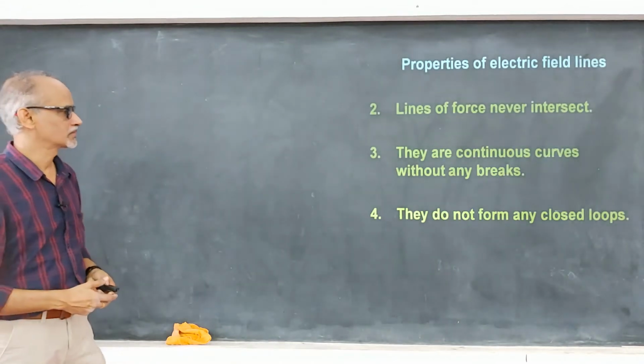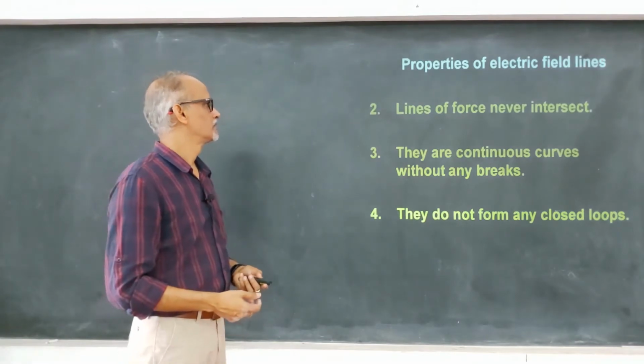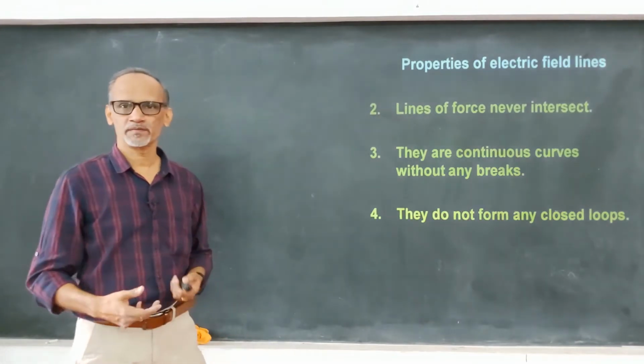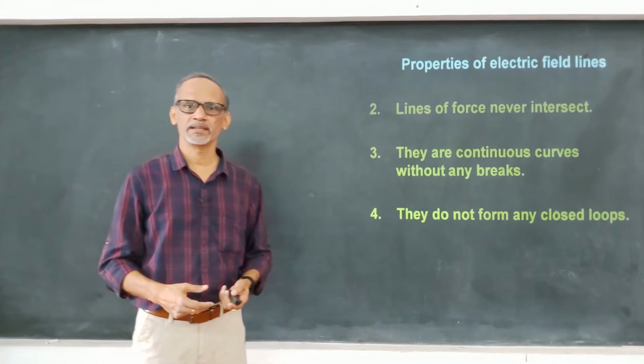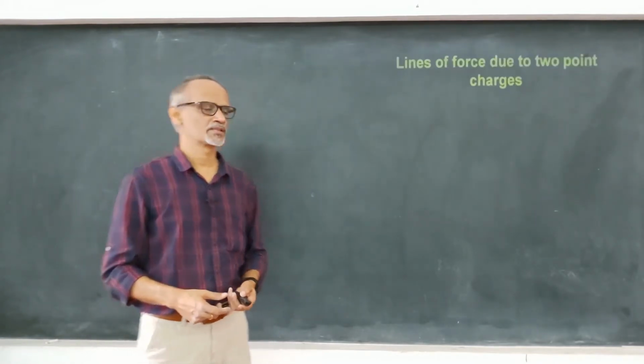So important question, and do study these properties and even the definition of what is electric field line. So what is an electric field line? It's an imaginary path along which a unit positive charge tends to move.